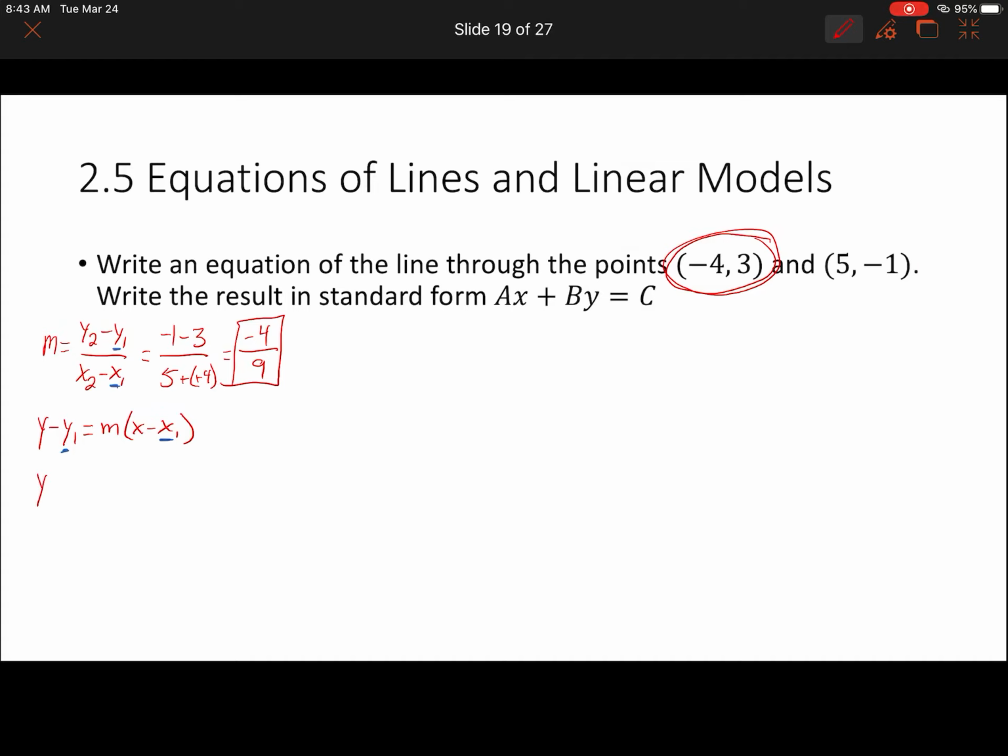So, in this case, we are going to use the same x sub 1 and y sub 1, and we're going to substitute that into our equation. So we have y minus 3 equals our slope, now that we found, negative 4 over 9, times x minus the x value of that ordered pair, which is negative 4.